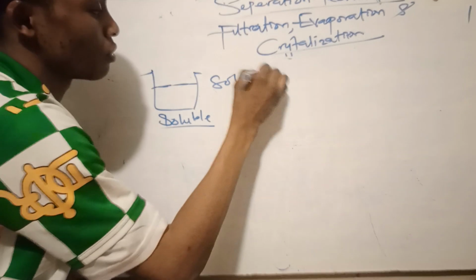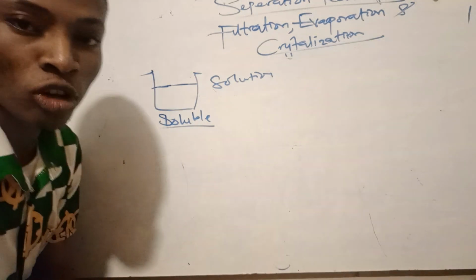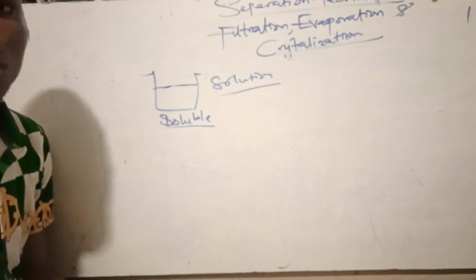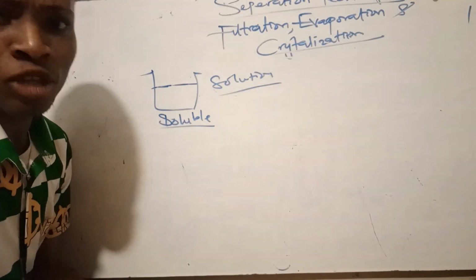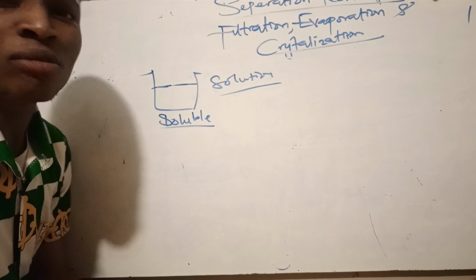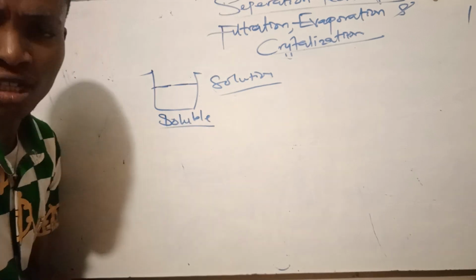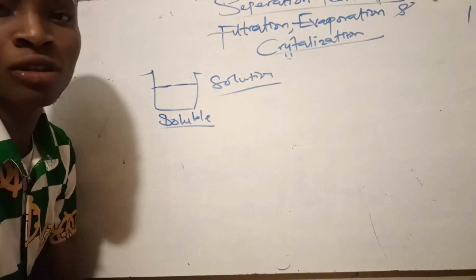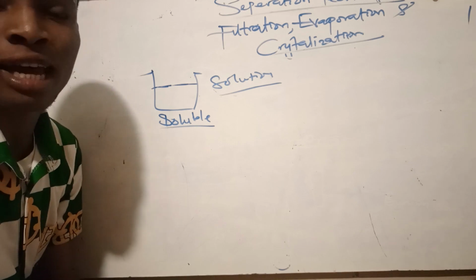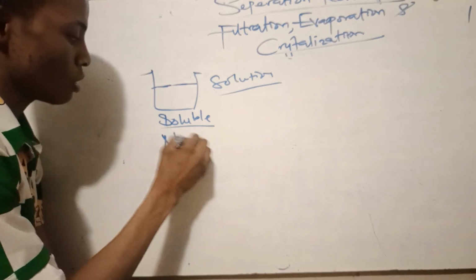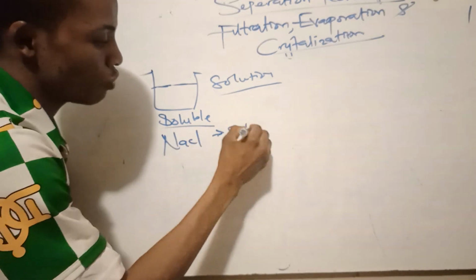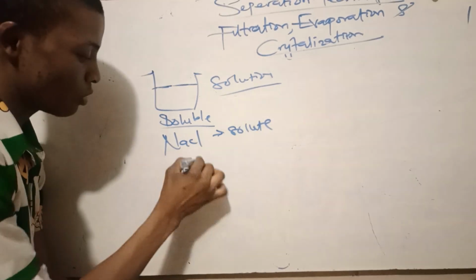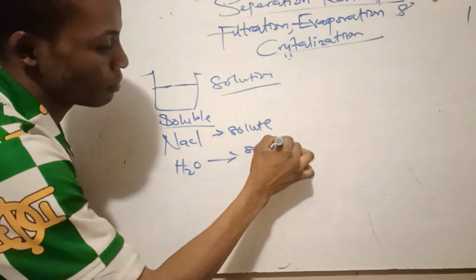What is the meaning of a solution? A solution is when you have a solvent and a solute dissolved together, so they form what we mean by a solution. What do you mean by solute? A solute is a substance that can dissolve in a solvent. For example, H2O is a solvent because it can dissolve many solutes. For example, we have NaCl, our common salt. It's a solute because it can dissolve in a solvent. H2O is a what? Solvent.